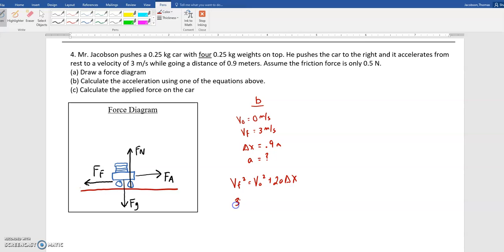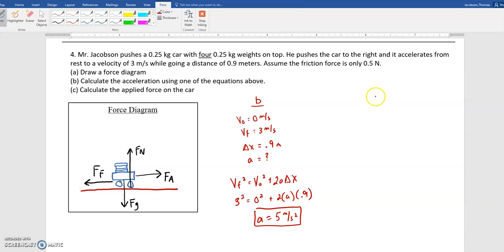So my final velocity is 3 squared equals 0 squared plus 2 times a times 0.9. And I can use my algebra, and what I would do is I would do 3 squared, which is 9, and then I would divide that by the other side, and I would do 2 times 0.9, so that would be 1.8, and I would divide both sides by 1.8. And I get an acceleration of 5 meters per second squared.